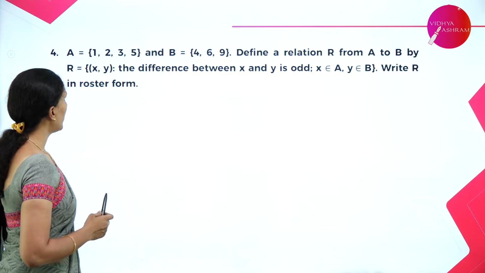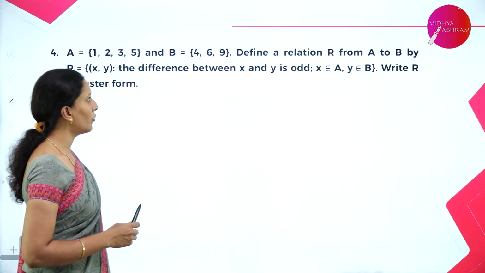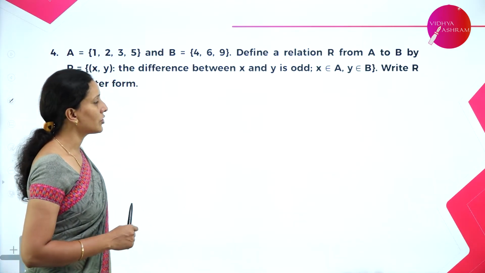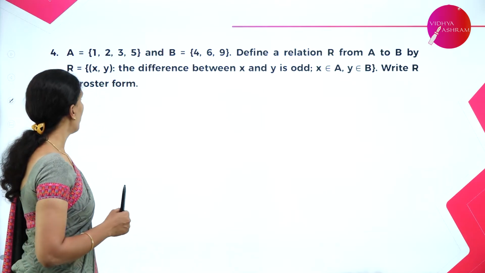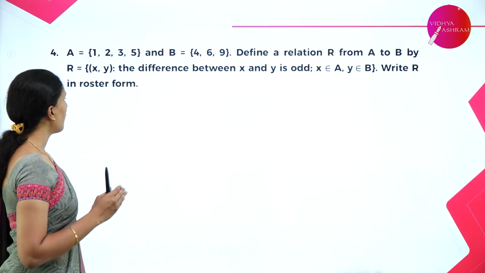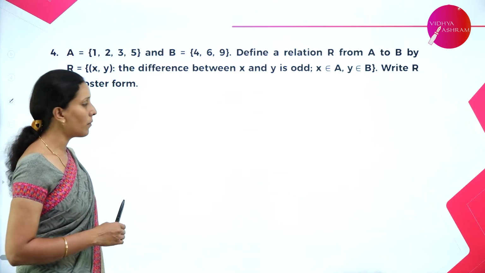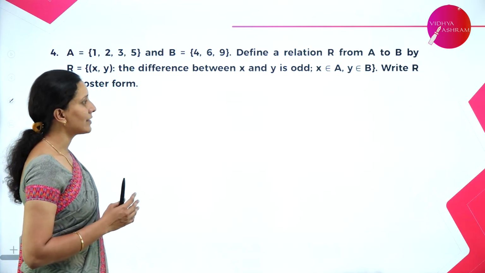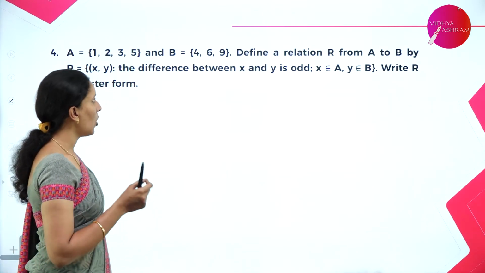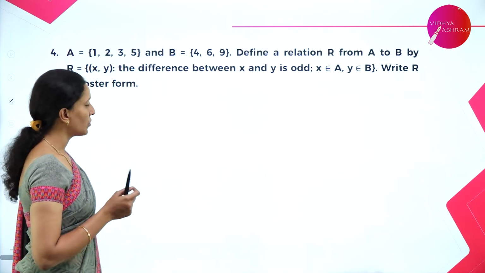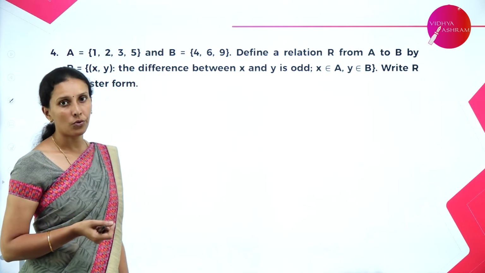A is equal to 1, 2, 3, 5. B is equal to 4, 6, 9. Define a relation R from A to B by R is the collection of ordered pairs in the form of x comma y, where the difference between x and y is odd, x belongs to A, y belongs to B. Write R in roster form.